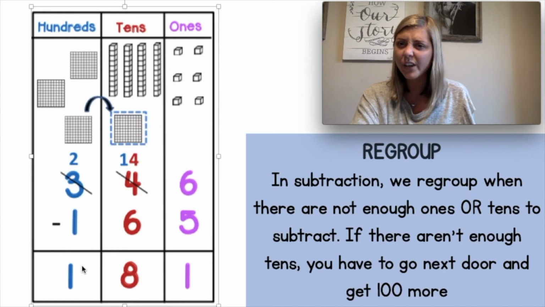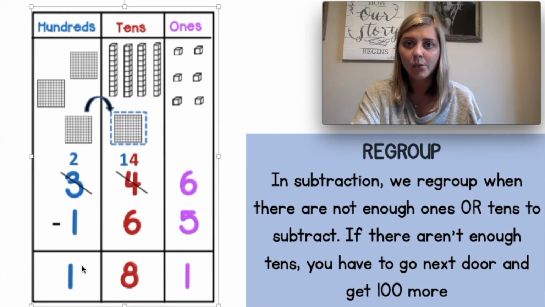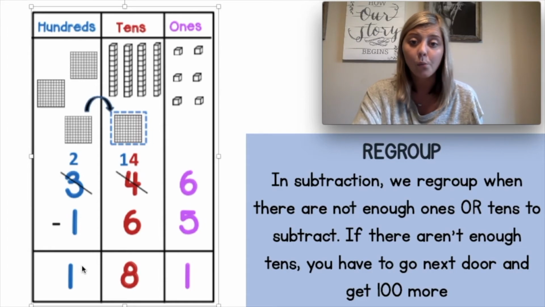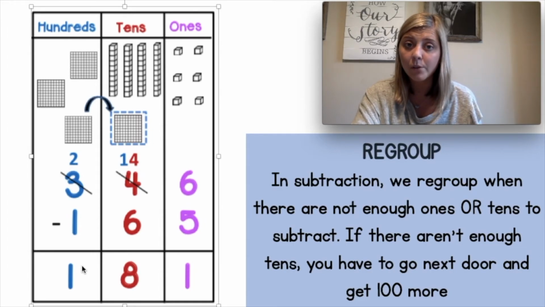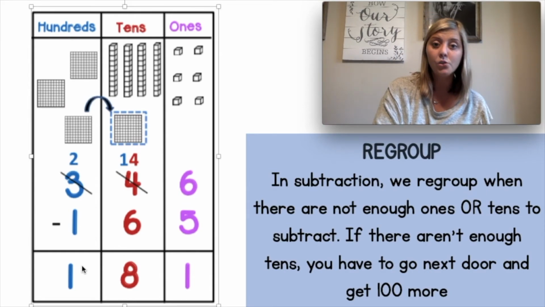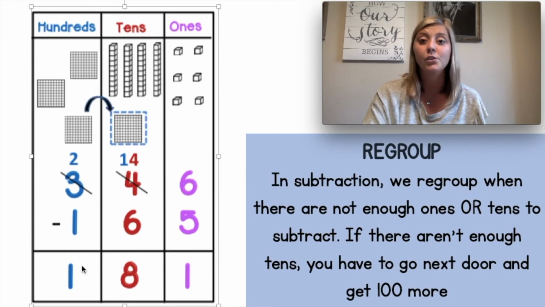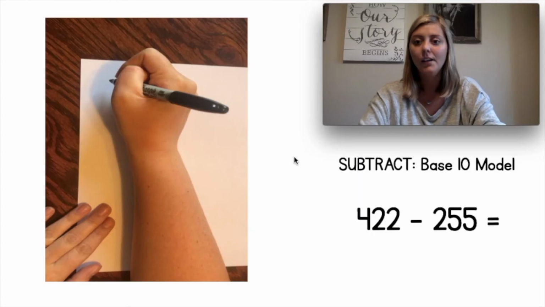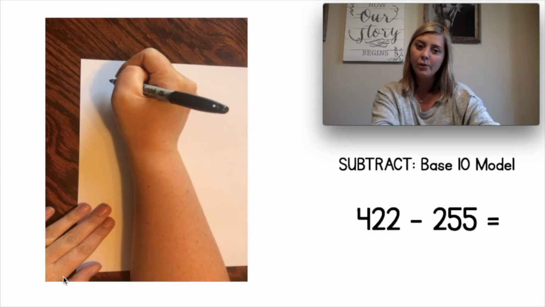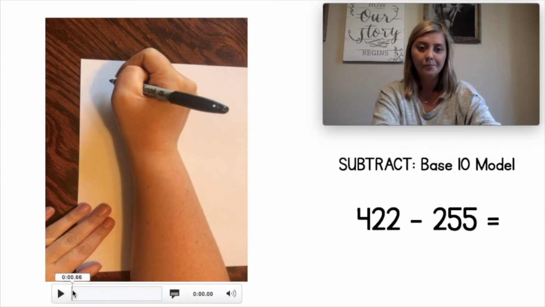If your brain's still feeling a little bit fuzzy, don't worry because we're going to work out some more examples. And just to summarize one more time, regrouping in 3-digit numbers means that you might have to regroup from the tens to the ones or from the hundreds to the tens. Let's do an example where we're subtracting 3-digit numbers using a base 10 model.